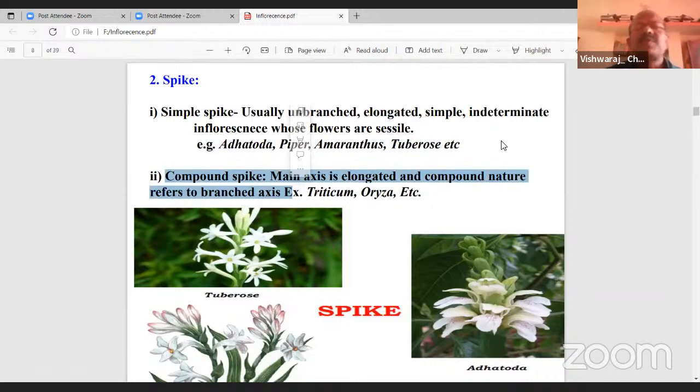Then compound spike. The main axis is elongated and compound in nature, which refers to a branched axis. Examples: Triticum, Oryza, etc.